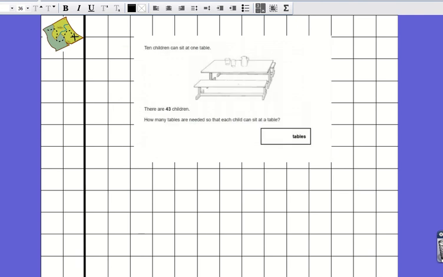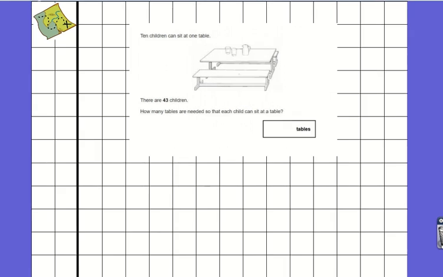I'd like you to have a go at this one by yourself. 10 children can sit at one table. There are 43 children. How many tables are needed so that each child can sit at a table? So now is your chance to pause and have a go.